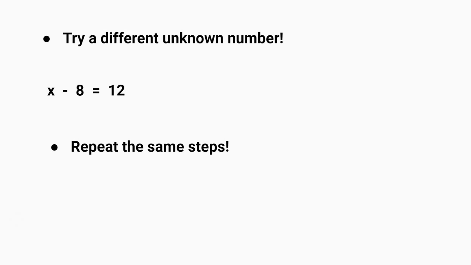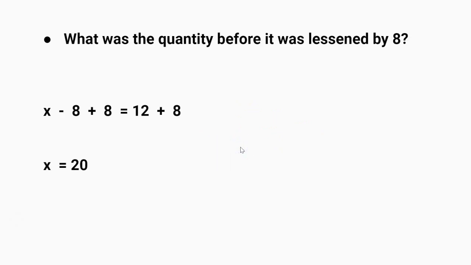How do we get from 12 back to that original number? We're going to add 8 because we want to undo that process. We have our unknown quantity, and it was lessened by 8. So to get back to that, we're going to go up by 8. And so 12 plus 8 gives us x equals 20.